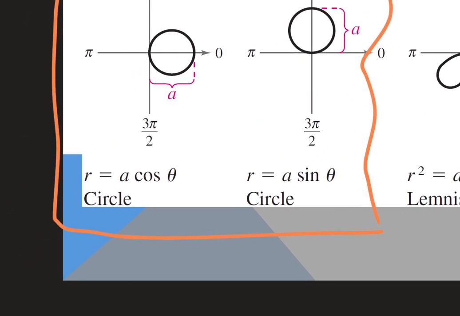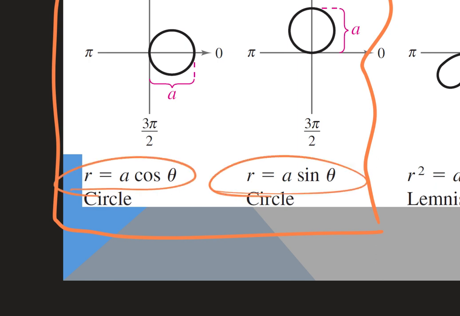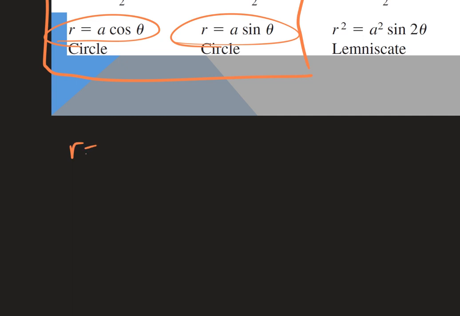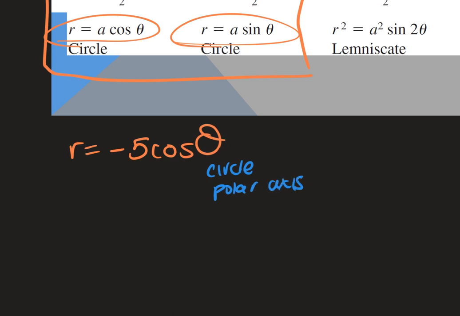And a circle just has r equal to a number where a is, or it could be 1 and you don't see a number, sine or cosine of theta. It's the most basic one. So if I said something like r equals -5 cosine theta, you want to be able to look at that and say that is a circle. Then you want to be able to look at it and say it has cosine. And if it has cosine, it's symmetric to what? To the x-axis or to the polar axis, right? That means I can fold it top to bottom. So that means it's either going to be on the right or the left.